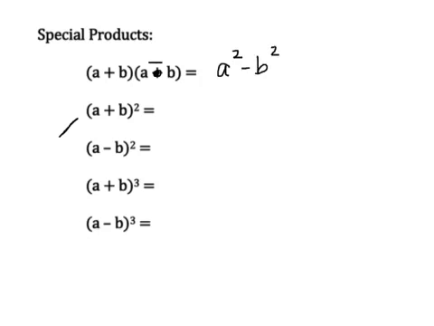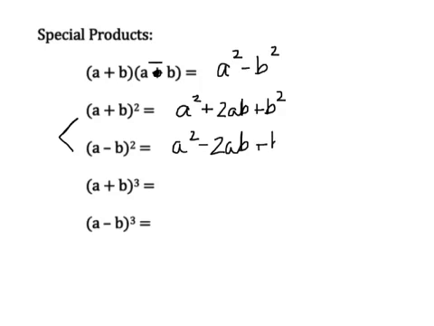Now these two are perfect square trinomials. They fit this pattern. If you're adding, you add. If you're subtracting, you're going to subtract the middle term. And this is all just the result of foiling. It just shortens it a little bit.